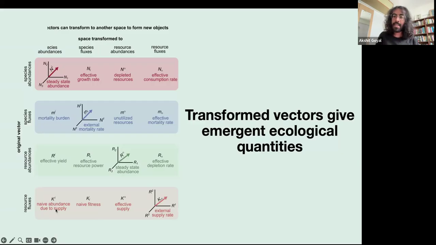All this is telling us is how much abundance species get if all that's happening is that the resources are available at some supply rate, right? There's no death, nothing else, just the naive abundance of these species due to the supply rates. And similarly, you can map out this entire zoo of transformed vectors. It was a fun exercise to come up with all these emergent names. This geometry is mathematically interesting, but also ecologically interesting.